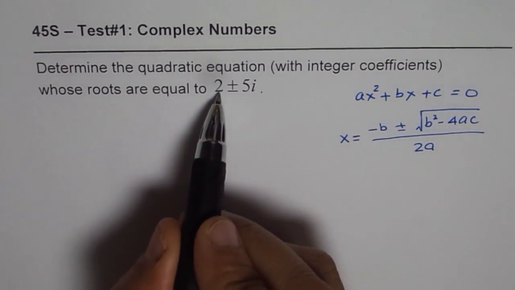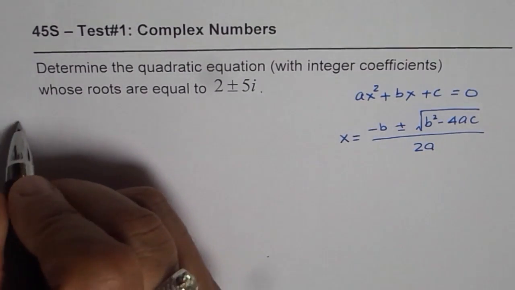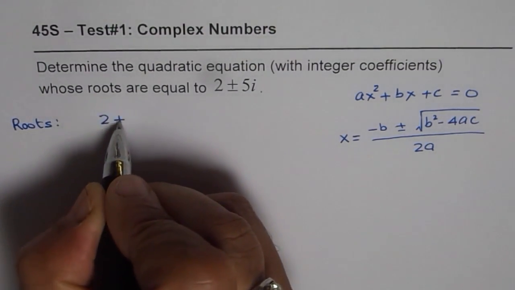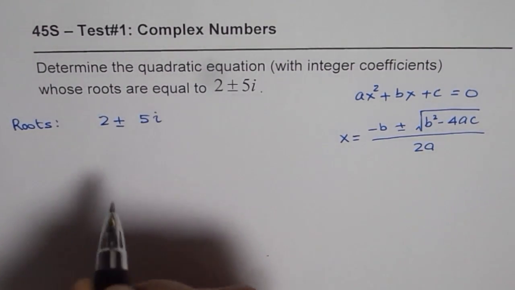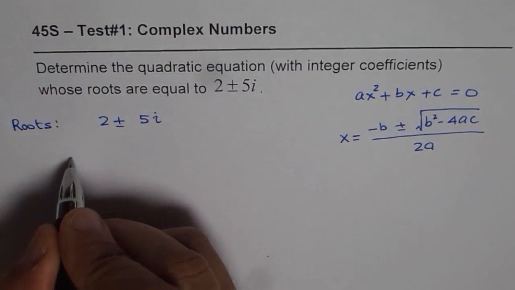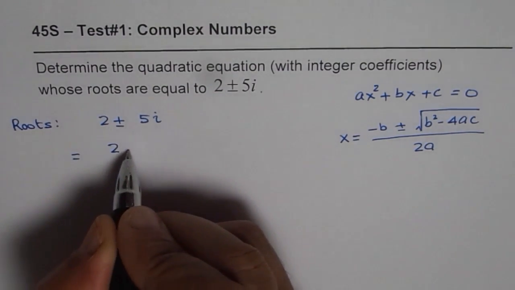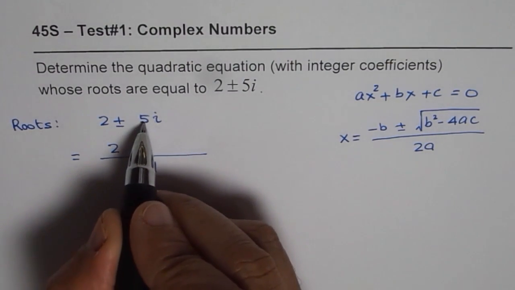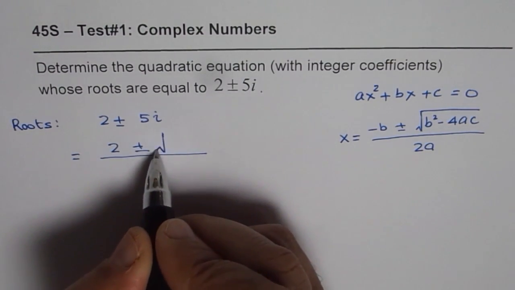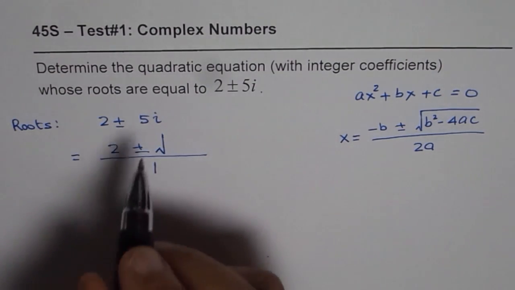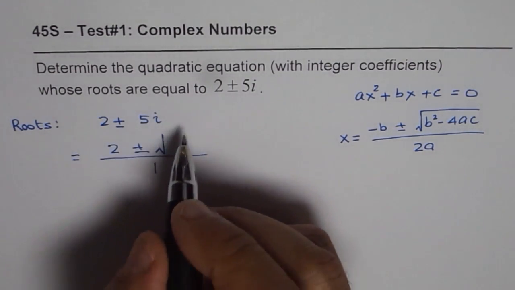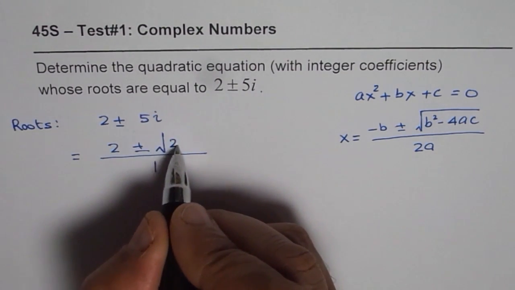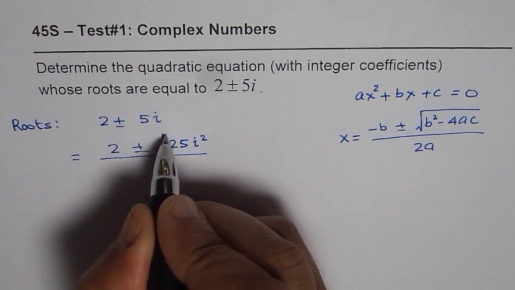So let's first write down the roots. Our roots are 2 plus minus 5i. Let me write these roots in the given form. We could write this as 2 plus minus over 1. 5i, I can take it within the square root. If I take it inside the square root, then the square of these numbers is 25i squared.